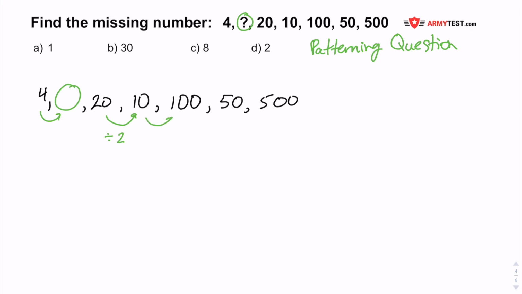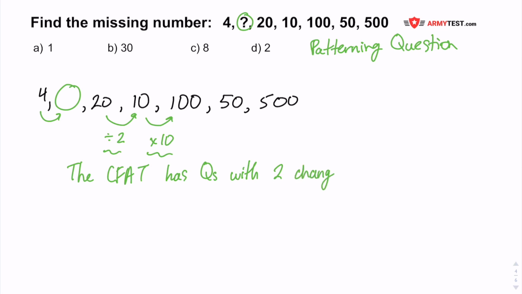Now, look at this one. How do we get from 10 to 100? Well, one way you can do that is to multiply by 10. Now, notice that these are not the same relationship, and that's okay. Let me write this down. The CFAT has questions with two changes in the same pattern.